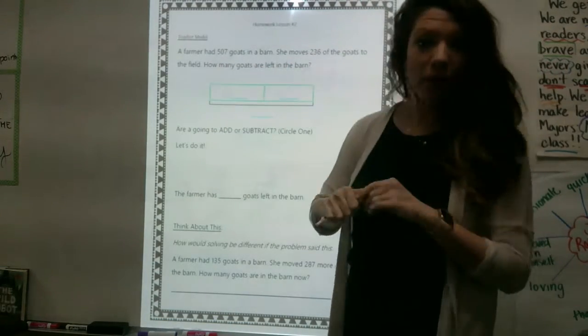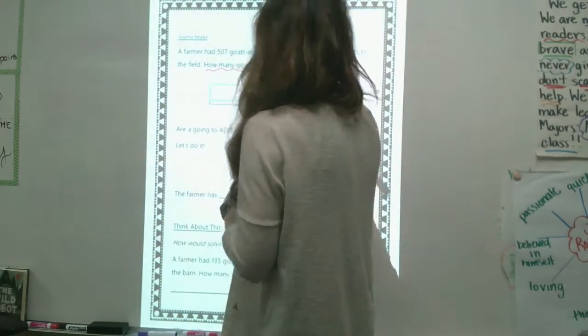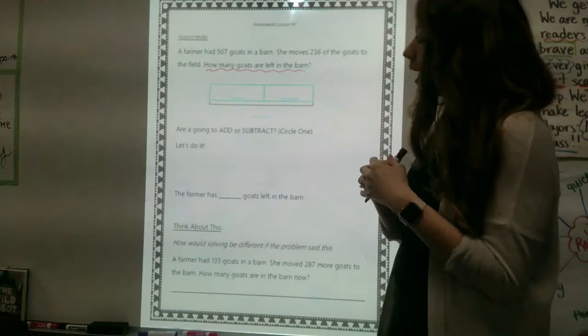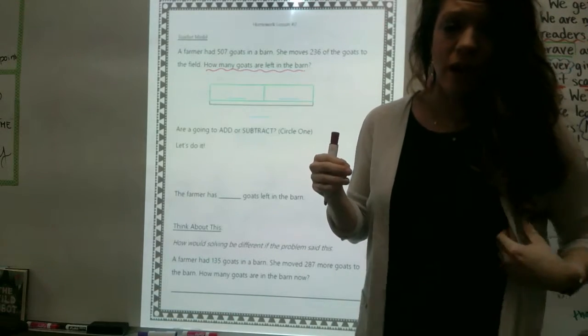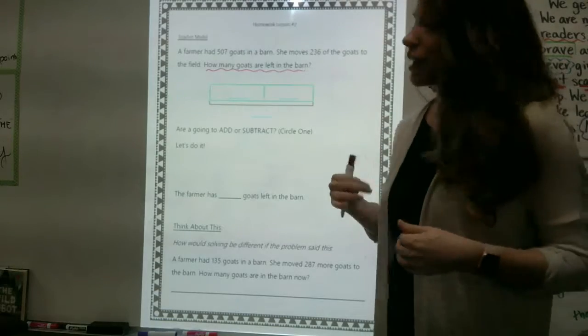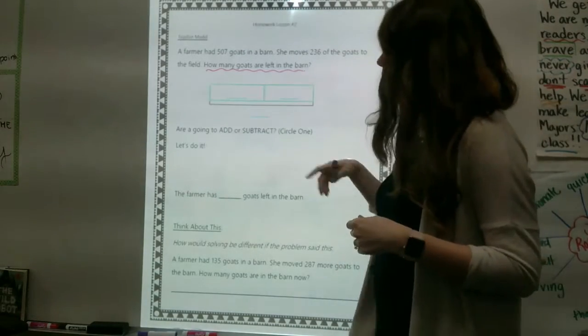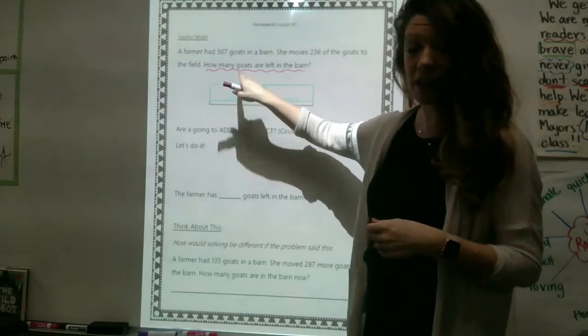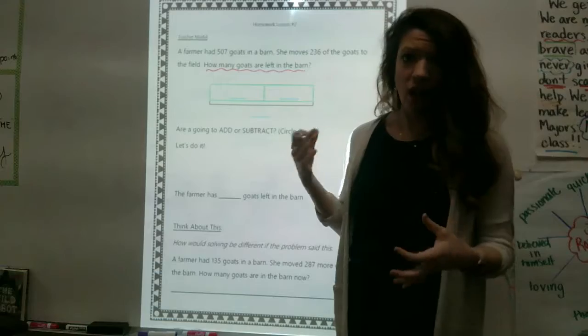So what we're going to do, we're going to annotate the problem. We're going to underline our question. And our question is asking us to know how many goats are left in the barn. So that tells us a part of the goats left, but part are still in the barn. And so we need to find the information in this problem that helps us to determine how many were left in the barn. What number tells us how many goats started off in the barn?